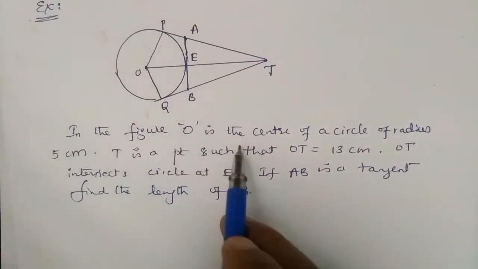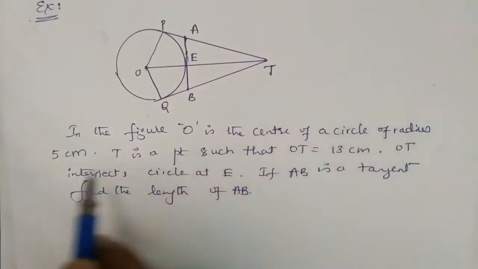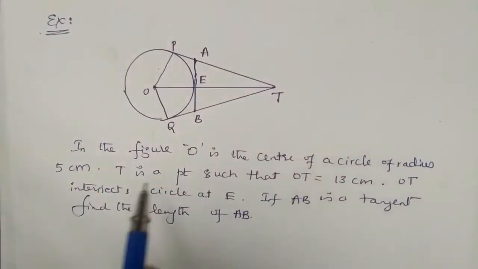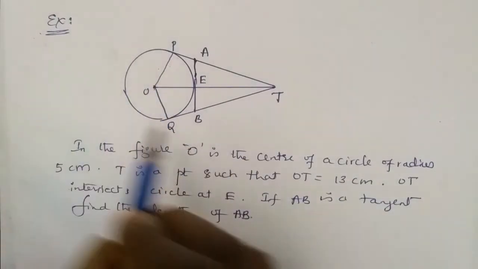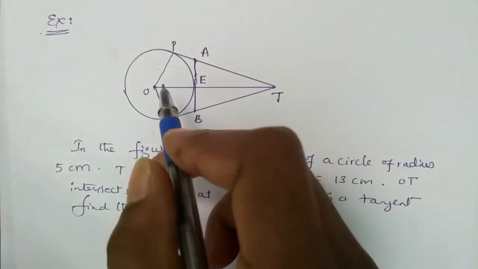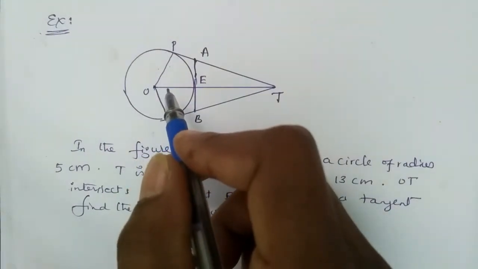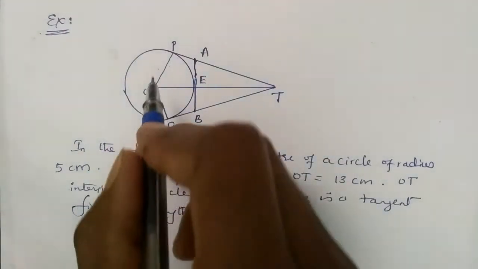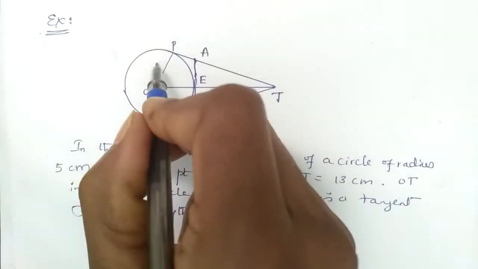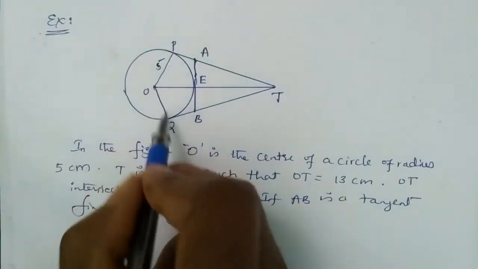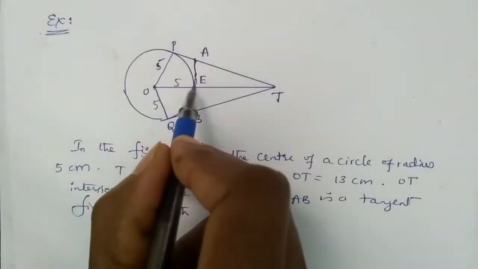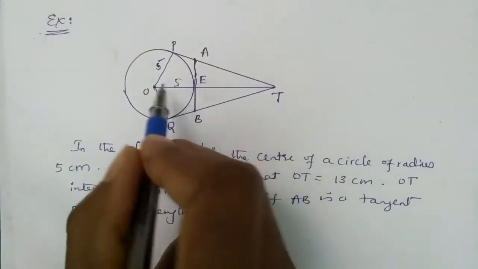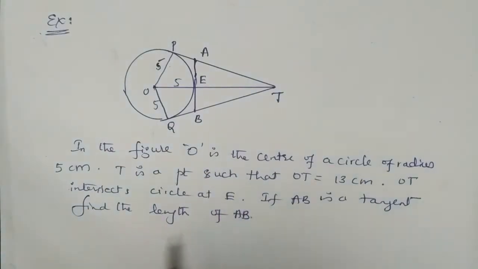In the given figure, O is the center of the circle of radius 5. So the circle's radius is given as 5 centimeter. Let us go to the diagram. Where there are radii, we mark 5 centimeter length. Look, OP is a radius, so we write 5 here. OQ is also 5. OE is also 5. Remember, OE is also a radius. OE, OP and OQ, all three are radii of 5.